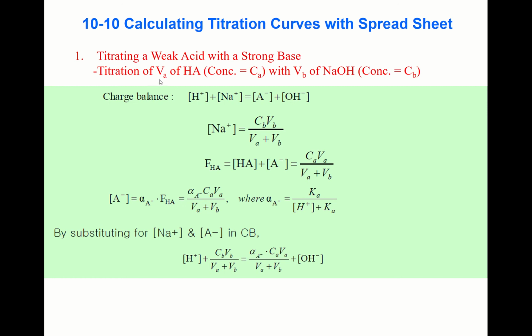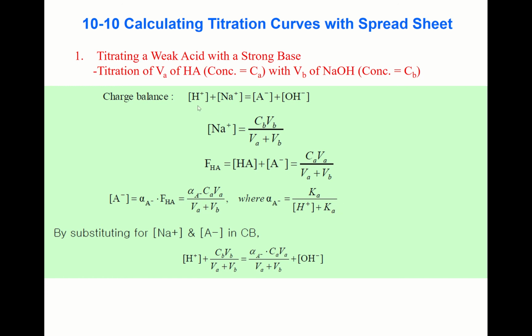The first example is titrating a weak acid with a strong base. Titration of VA, the volume of HA, whose concentration is Ca, with VB of NaOH, whose concentration is Cb. First, you write the charge balance equation. Then the sodium ion concentration is given by this equation, and the formal concentration is the sum of HA plus A minus, given by this equation. Here A minus is alpha, the fraction, multiplied by the formal concentration. Alpha is given by this one, you already know that.